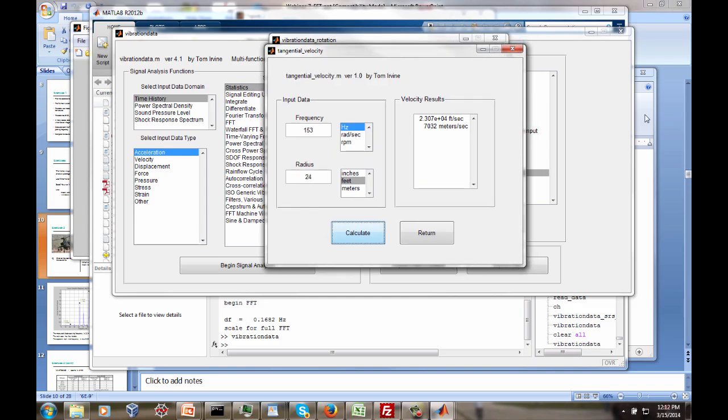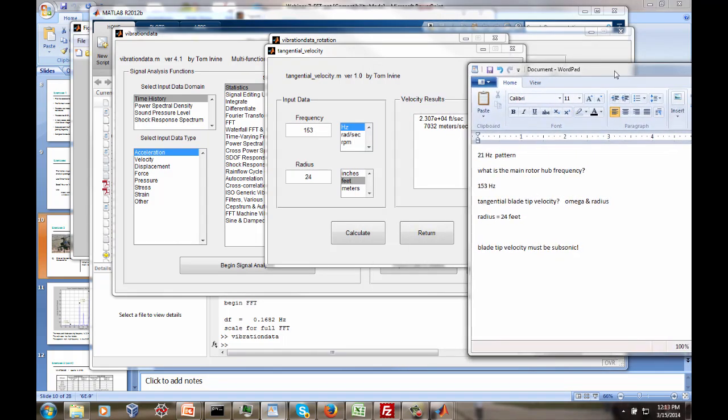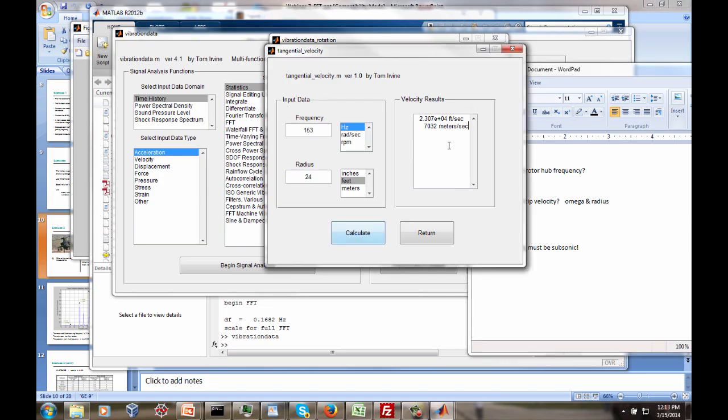And I think we should have a requirement here that our tangential blade tip velocity must be subsonic. Otherwise, shock waves would form. And if shock waves form, that would interfere with control algorithms, because those blades are on actuators, so they can be bent and raised and lowered and twisted and all sorts of things to control the direction of the vehicle. Also, if there were shock waves forming, there could be some fatigue and structural damage occurring as well. So the blade tip velocity must be subsonic.